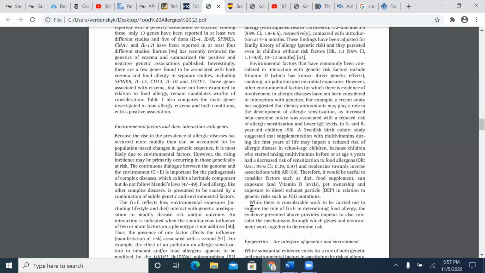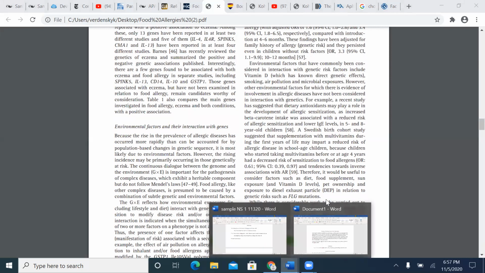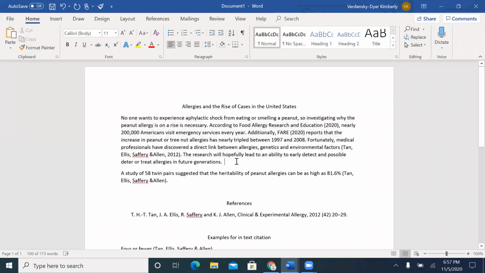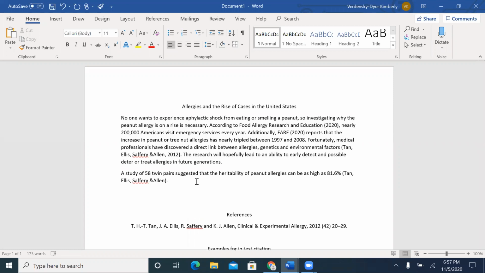That sounds pretty substantial. So I'm going to go back to my Word document. Before I do, I'm going to review this again. It says a Swedish birth cohort study, so that's what I'm going to reference now. I'm going to do a Swedish birth study.